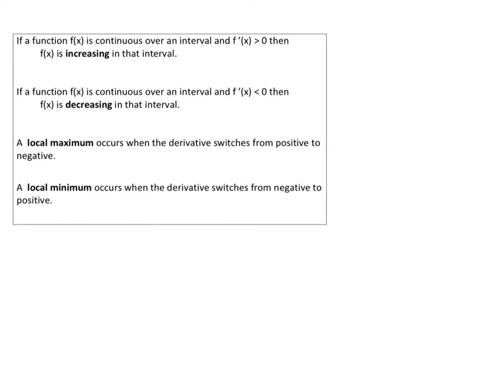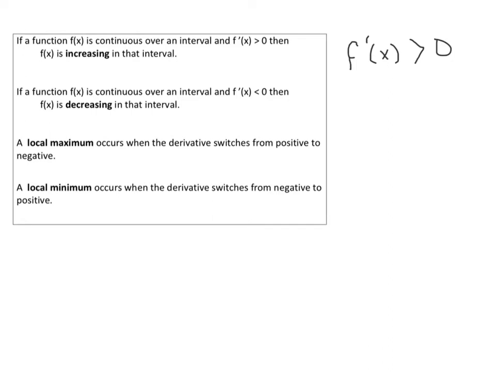The following list presents some important facts for the first derivative test for increasing and decreasing intervals. So, the rules state here that if a function f of x is continuous over an interval and f prime of x is greater than 0, then f of x is increasing in that interval. So that makes sense. What they're stating here is that if f prime of x is greater than 0, then obviously our function is increasing. The derivative is greater than 0.